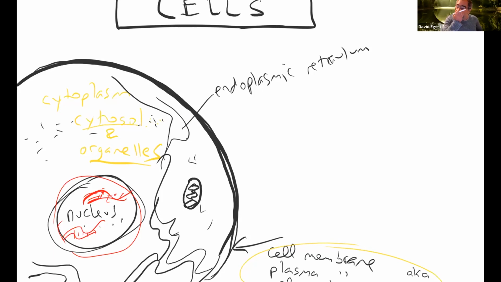What do we often find studded on top of the endoplasmic reticulum? Ribosomes. There's often ribosomes on it, in which case it's going to be rough ER, the rough endoplasmic reticulum. What happens at a ribosome? Protein synthesis.